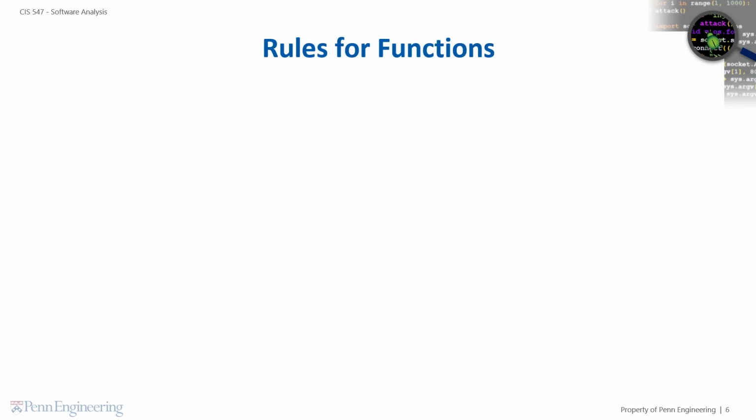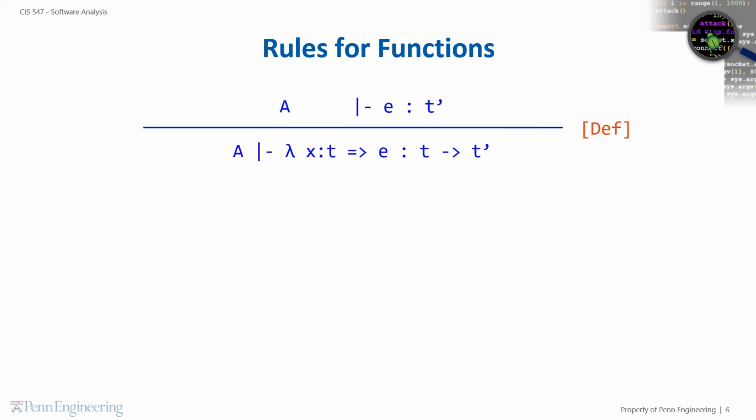Now we can make the last of the inference rule schemas for our language. We need to introduce rules for typing function definitions and function calls. For function definitions, we make the following rule, which we call def. Using our environment A, if it is provable that E is of type T prime, then it is provable that the function lambda x of type T yields E is a function of type T arrow T prime.